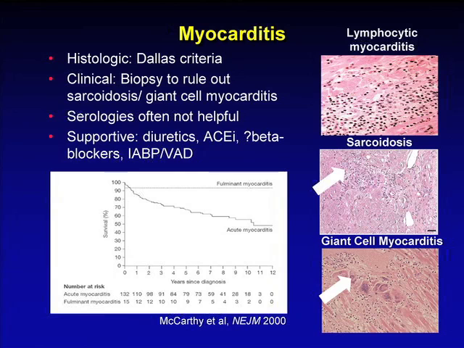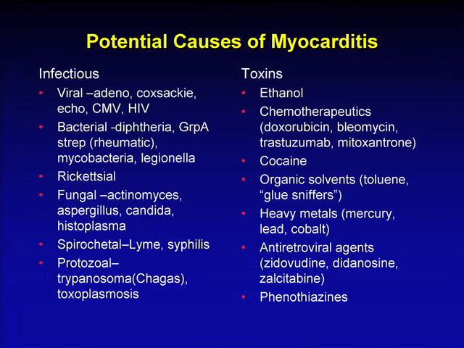Interestingly, those people that fulminantly presented with cardiogenic shock or other conditions, if they recover, their prognosis is excellent, versus those that have smoldering problems, who could actually get worse. And this is data from the Johns Hopkins experience. This is a laundry list of patients who have potential causes of myocarditis.